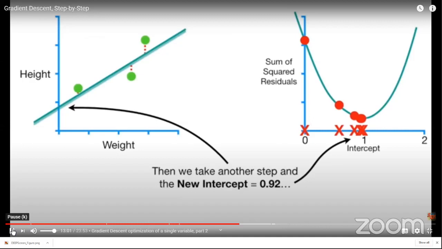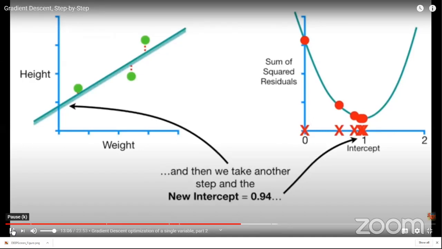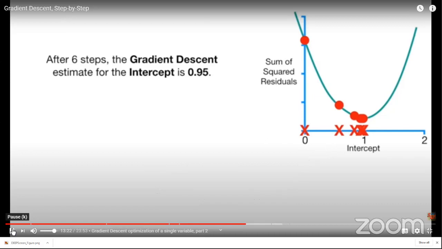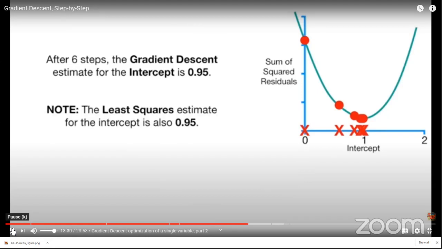Then we take another step, and the new intercept equals 0.92. And then we take another step, and the new intercept equals 0.94. And then we take another step, and the new intercept equals 0.95. Notice how each step gets smaller and smaller the closer we get to the bottom of the curve. After 6 steps, the gradient descent estimate for the intercept is 0.95. Note, the least squares estimate for the intercept is also 0.95.